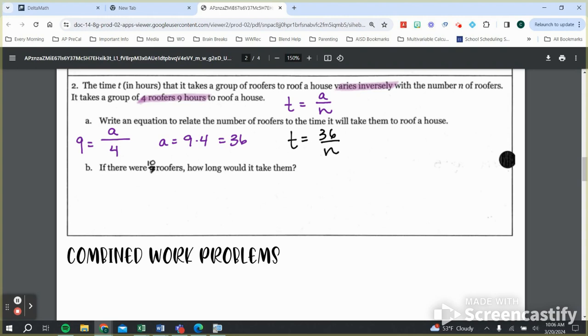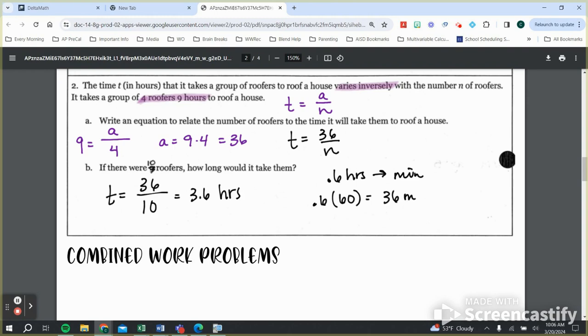If there were 10 roofers, how long will it take them to put the roof on the house? So we have T is equal to 36 divided by 10, which is 3.6 hours. So 0.6 hours, we want to know how many minutes is that. So 0.6 times 60. So we know that it's going to be 36 minutes. So this is 3 hours and 36 minutes to roof a house.